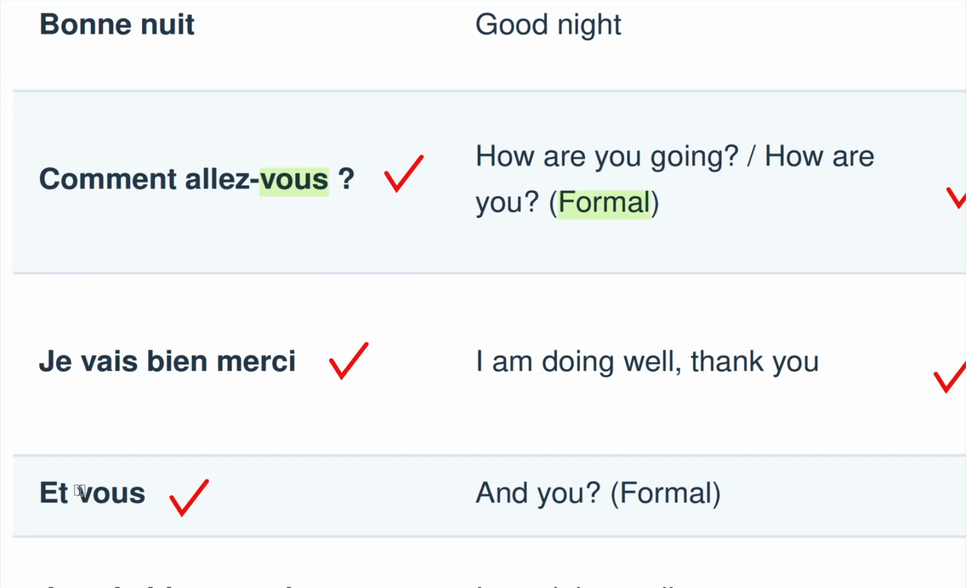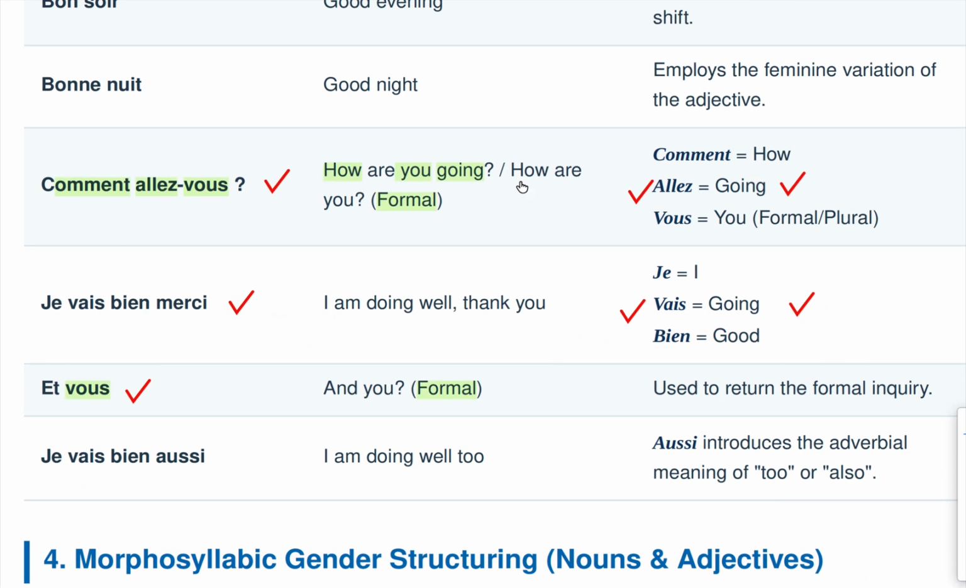Okay, here also you find vous, it means formal. Vous means you. Como talevu, allez means going. Allez means going, and comment means how. Okay, and vous means you. So it becomes how are you. Comment means how, allez means going, and vous means you, and it is formal.